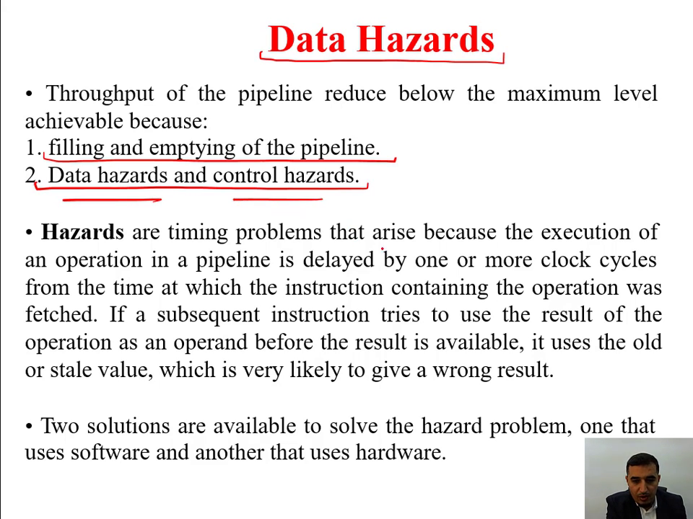Hazards are timing problems that arise because the execution of the operation in the pipeline is delayed by one or more cycles from the time of the execution of the instruction. If a subsequent instruction tries to use the result before it is present in the register file, then we are going to have a data hazard, as we said earlier. The two solutions for these problems are basically a software solution and a hardware solution.